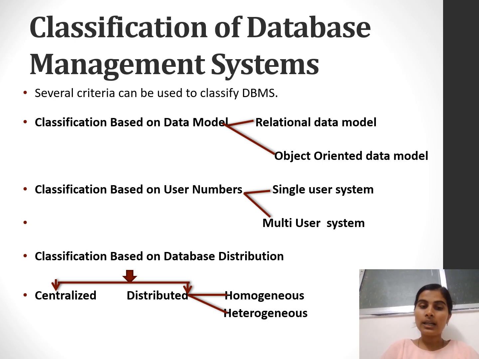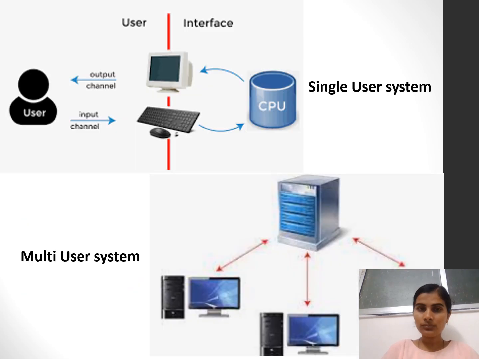Now classification based on database distribution. There are two main ways: centralized and distributed. The distributed is also classified into two types, homogeneous and heterogeneous. Now this is how the single user system architecture works, and this is the multiple user system.